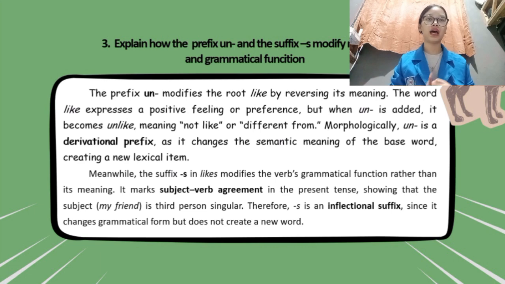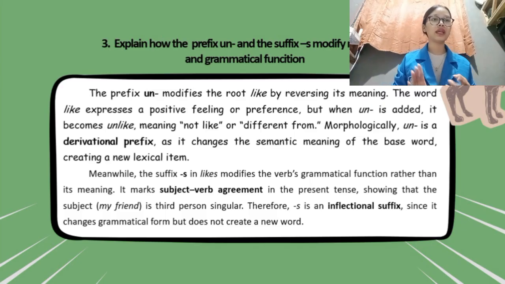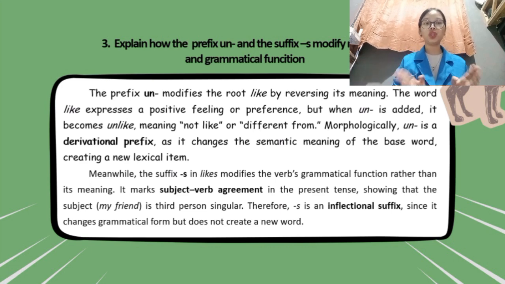Meanwhile, the suffix "-s" in "likes" modifies the verb's grammatical function rather than its meaning. It marks subject-verb agreement in the present tense, showing that the subject, "my friend," is third person singular. Therefore, "-s" is an inflectional suffix since it changes grammatical form but does not create a new word.